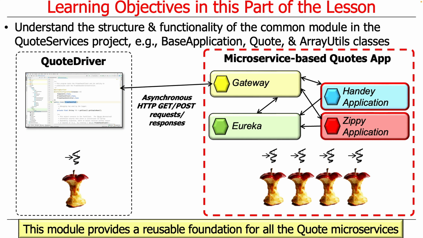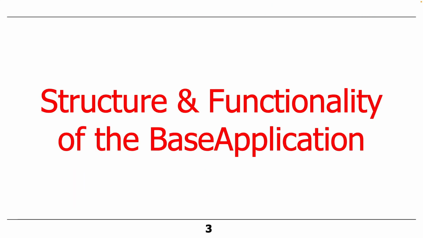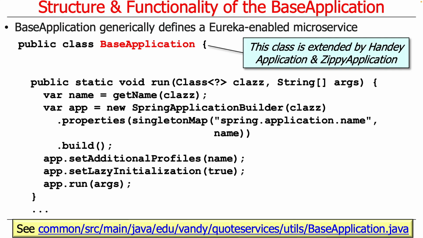So this is the common module, and it includes this thing called the base application, which we'll talk about, which factors out common code from the handy and zippy applications, as well as the quote class, which is essentially something that can be used to pass data back and forth between client and server, as well as also be able to handle information that's stored persistently. And there's this ArrayUtils class we'll talk about briefly as well, which is really more useful for the handy microservice. So let's first talk about base application.